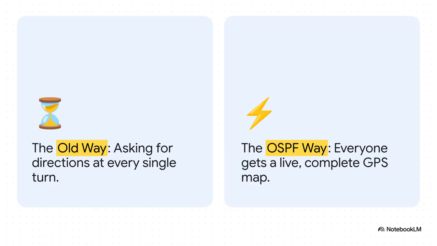Okay, let's break this down with a simple analogy, because this makes it all click. The old way of routing data was like stopping your car at every single intersection to ask for directions. It's slow, it relies on hearsay, and you might even get sent in circles. The OSPF way? Totally different. It's like every car on the road suddenly gets a live, constantly updated GPS map of the entire city. No more asking, just smart, efficient driving.